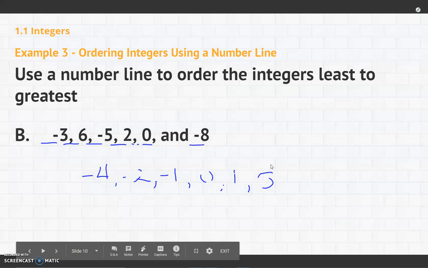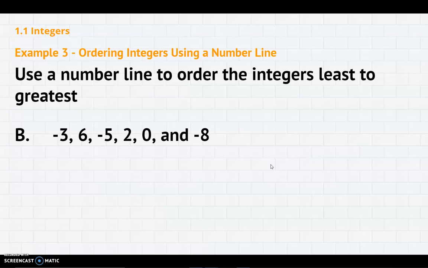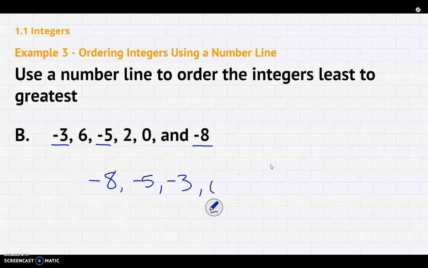Okay, let's try another one. Right off the bat, I see a really big negative number right here, -8. So I'm going to put that at the bottom of my list. That is the smallest number, -8. Next smallest after that looks like -5. Then it looks like -3. After that is 0, and then 2, and finally 6. So I have ordered those from least to greatest.